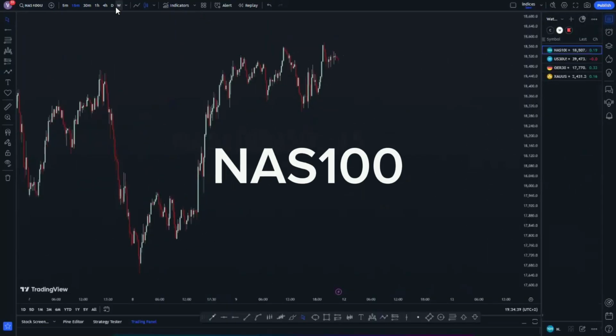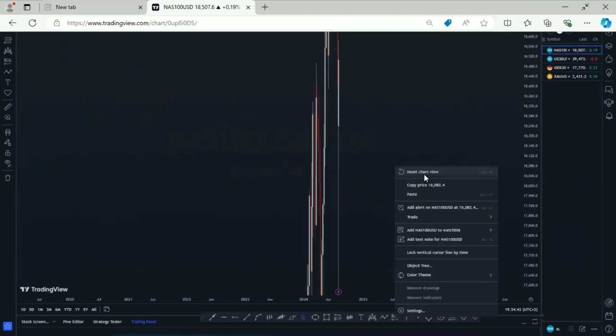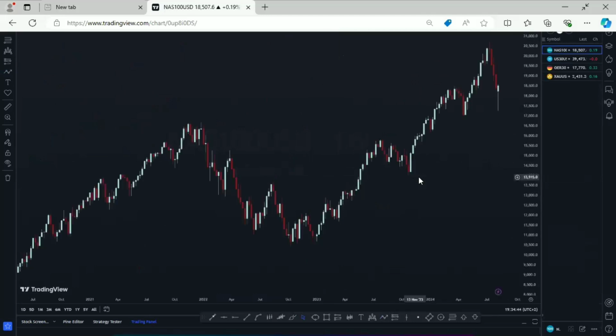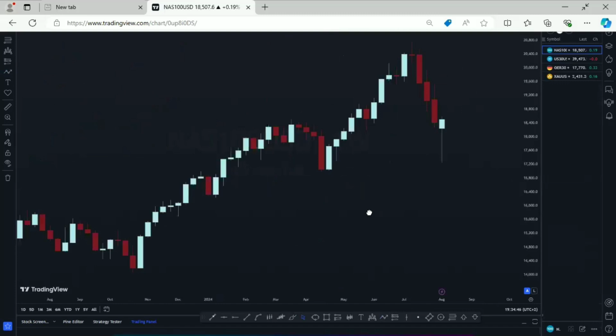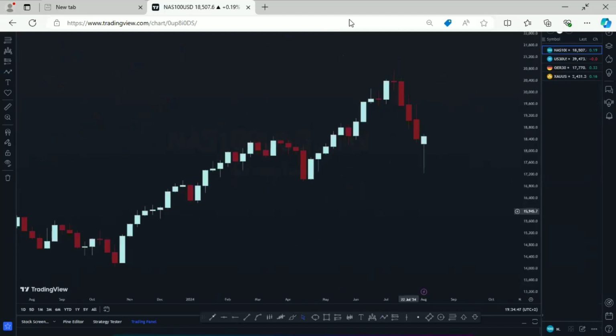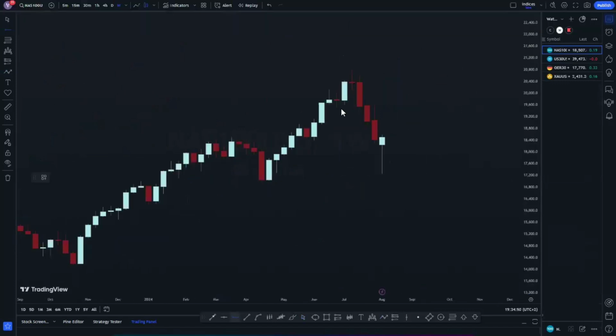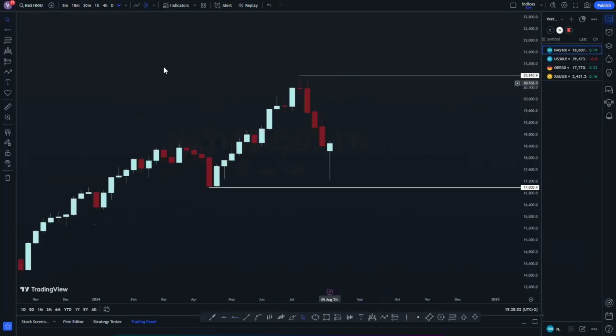Okay, this is NAS100. Also, we're gonna start on a weekly time frame since we are doing weekly analysis for the new week ahead. We're gonna highlight our high at the top. Also highlight this low here. Now that we're done highlighting our highs and low, then let's go to the daily time frame.